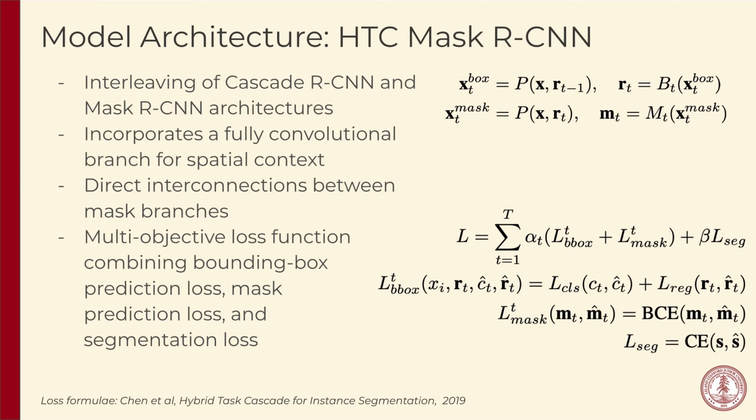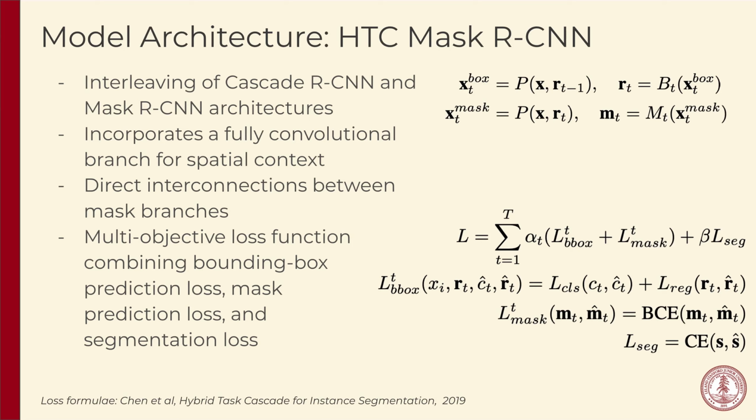For our core experimental model, we leveraged the Hybrid-Task-Cascade mask RCNN architecture developed by Chen et al. in 2019 for a novel application to panoptic segmentation. HTC architecture interleaves cascade and mask RCNN processing instead of parallel combination, using bounding box regression and mask prediction with direct interconnections between mask branches, resulting in the downstream mask branch accessing the upstream updated bounding box prediction vectors.